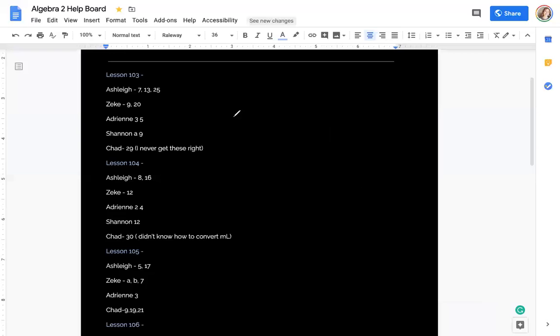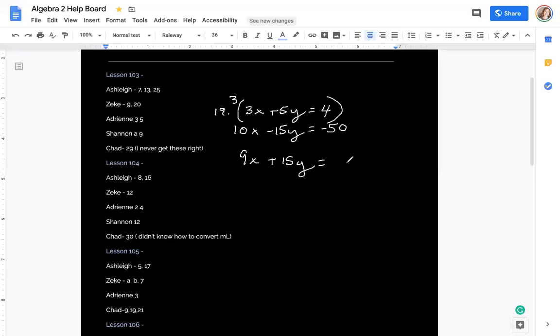So almost done here. 19 is 3x plus 5y equals 4. I'm just going to set this one up: 10x minus 15y equals negative 50. Guys, you can just multiply this by 3. And so you're going to get 9x plus 15y equals 12, and 10x minus 15y equals negative 50. And then you eliminate. These are the old kind. 19x equals negative 38, x equals negative 2. Plug that back in and get y.